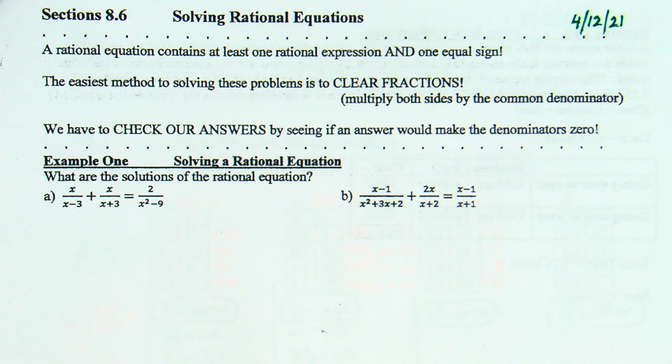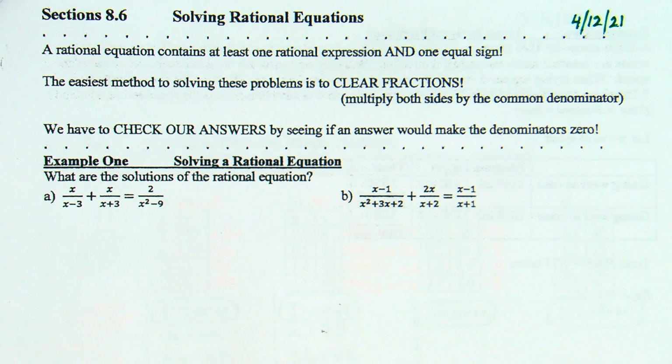So if you read there, let's see. A rational equation contains at least one rational expression and one equal sign. Hey, it's an equation, and it contains an equal sign. The easiest method to solving these problems is to clear the fractions. Okay? Anytime I teach solving an equation with fractions, one of the options I'm going to give you or suggest is to clear the fractions.